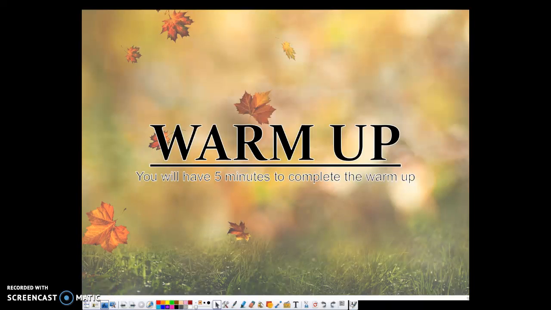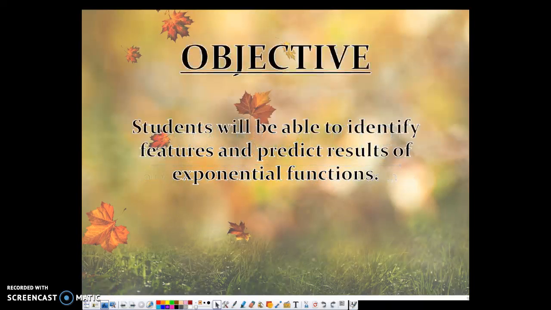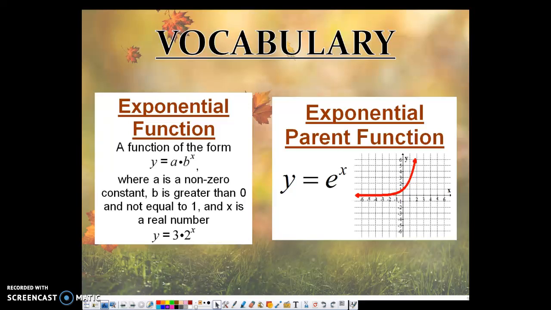All right, so you should be done with your warm-up, so let's move on. Today, we're starting a new lesson. Today, students will identify features and predict results of exponential functions. Exponential functions is something you probably have not seen before. It might look scary, but don't be scared.